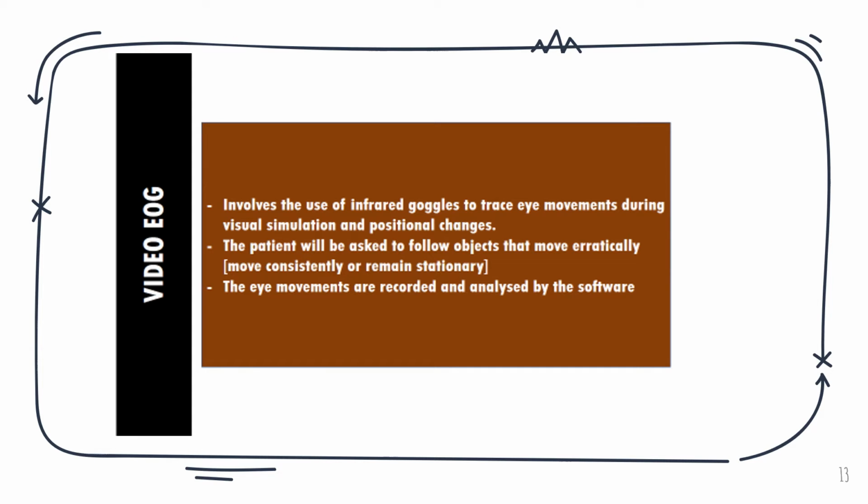The next one is video EOG. Video EOG involves the use of infrared goggles to trace eye movement during visual stimulation and positional change. The patient will be asked to follow objects that move erratically or move consistently or remain stationary. The eye movements are recorded and analyzed by the software.